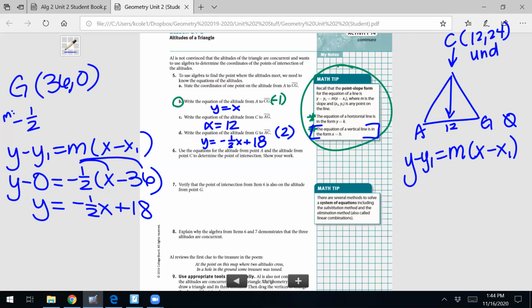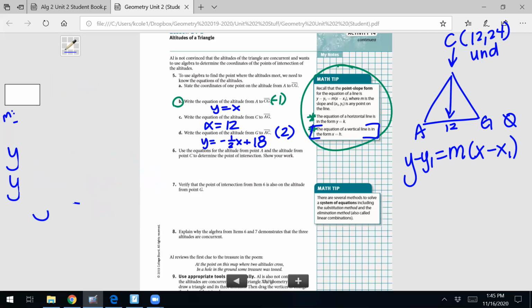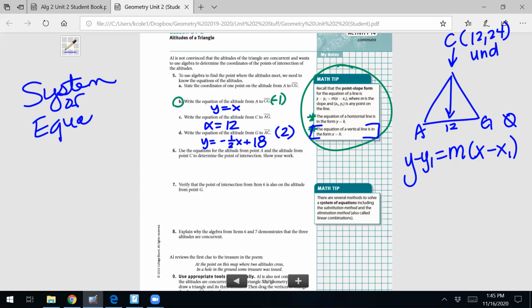Now, if you're given the equations of the altitudes, let's just say start over and they tell you, here are the equations of the altitudes. Find the point of concurrency. Well, you don't have a graph. All you've got is the equations. So what you're dealing with, though, is a system of equations because you've got more than one, right? Think back to Algebra 1, system of equations, more than one equation. So we're dealing with a system of equations. How can we solve a system of equations?